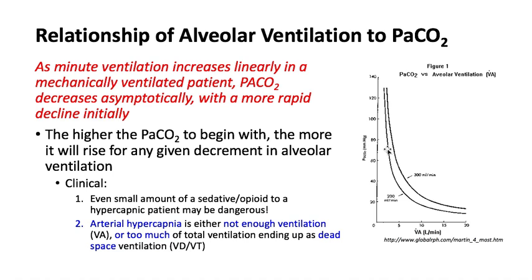Arterial hypercapnia is, by definition, either not enough ventilation, or not getting rid of the CO2, or too much of the total ventilation ending up as dead space, going to a place that's not contributing to removal of CO2.